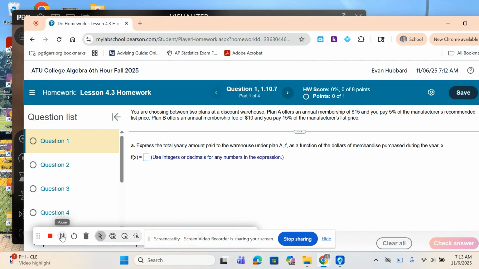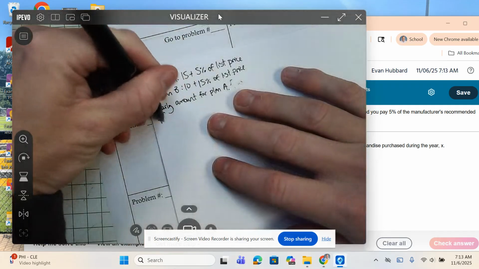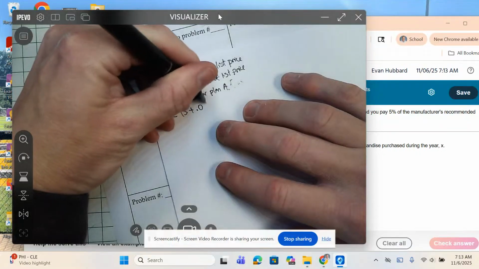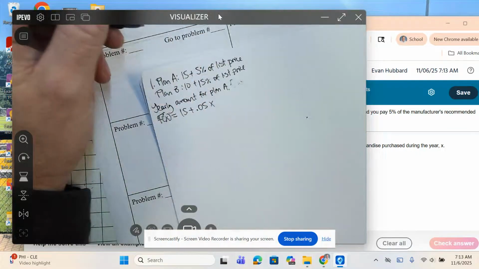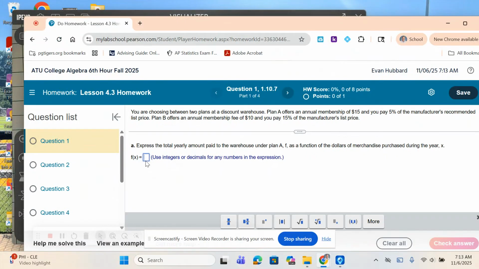Okay. And so what this will be, I've got it's $15 plus 5% of the manufacturer's price. So F of X would be $15 plus 5%, 0.05 of the list price. All right. So it'd be 15 plus 0.05x because you have to convert the percentage to a decimal to get what you want here.